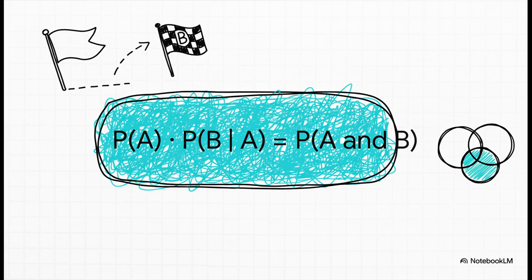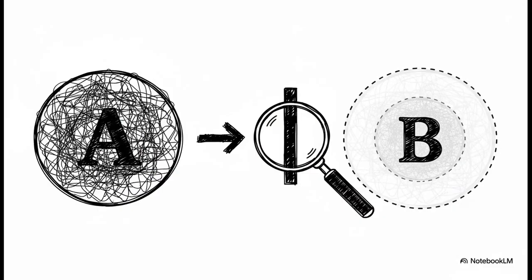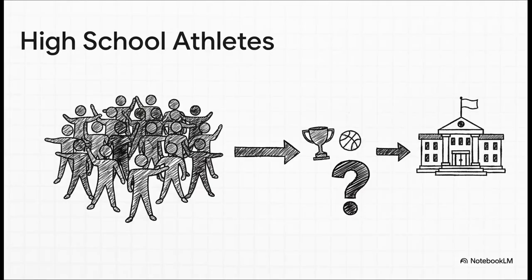So let's break down what each of these little pieces really mean. Okay, the most crucial part of this whole thing is that second term, P of B, vertical line, A. This is called conditional probability. It's not just the probability of B happening out of the blue, it's the probability of B happening given that A has already happened. That little vertical line, that's the key to the whole rule. It's everything.